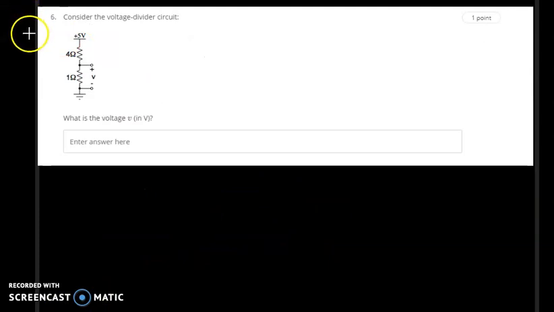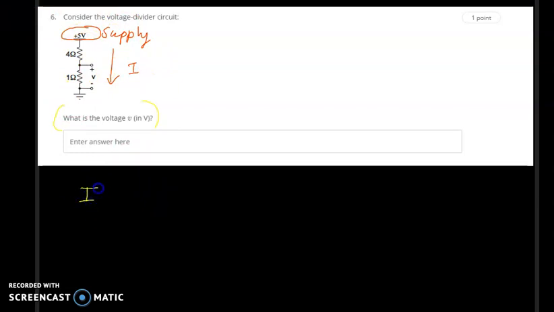Here you can see a voltage divider circuit, and the question is to find the voltage V across the 1 ohm resistor. Here we have a 5 volt supply, and you need to calculate the current I flowing through the series resistor elements.